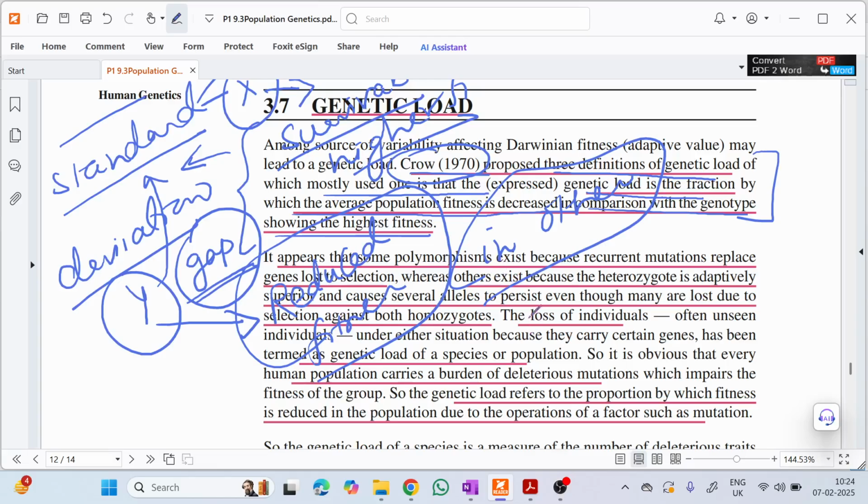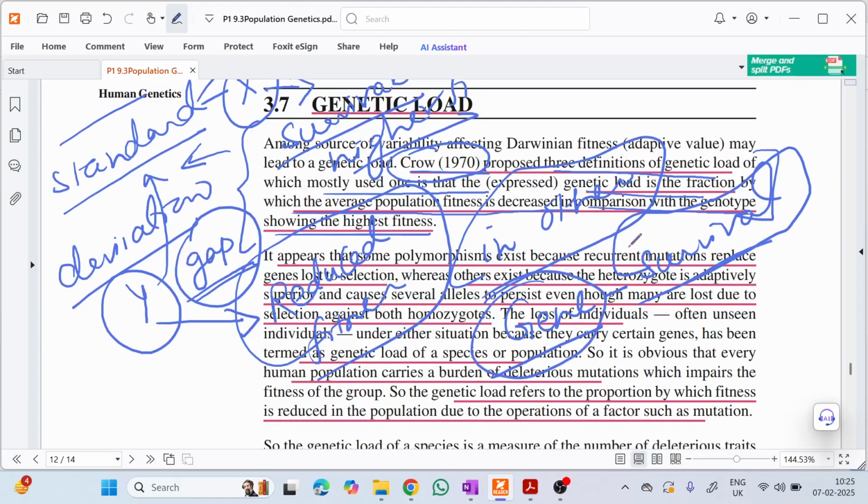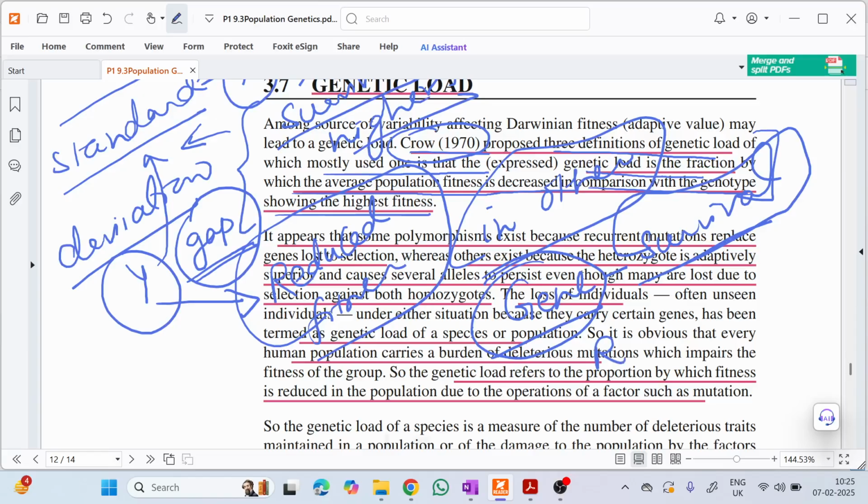In other words, the same thing could be expressed in a different way. The basic purpose of genes is the survival of an individual, which ultimately leads to the survival of a species. But if those genes are not good enough, if their presence reduces the fitness of a particular individual, then those genes are not considered standard, and hence they are considered genetic load.